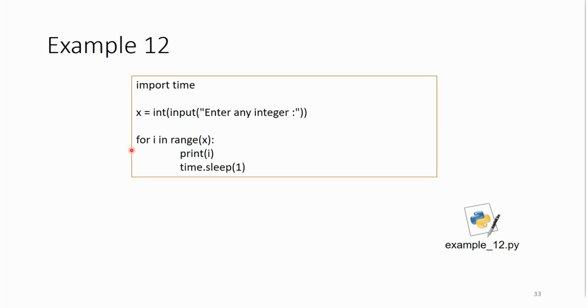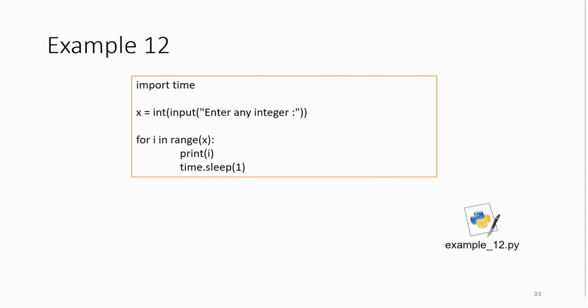So next, we have a loop that loops over i in range x, which means that for the number given here, it will loop from 0 up to that number. And then we print i, and then time.sleep(1). This little line here means that we are making the computer sleep for 1 second.